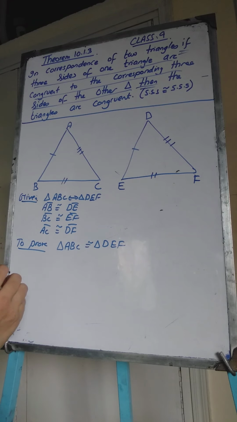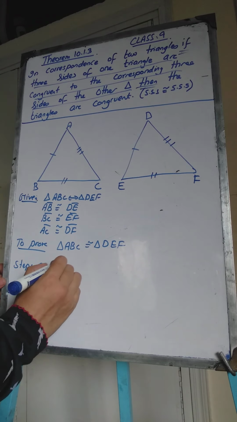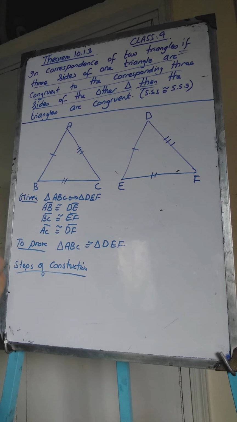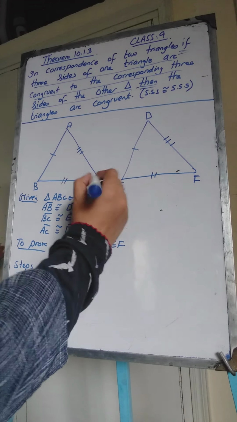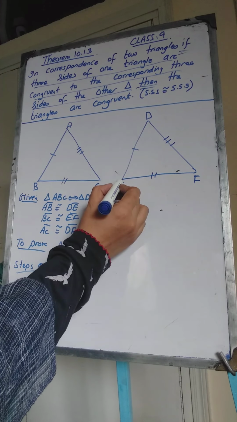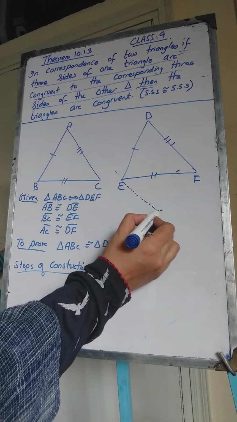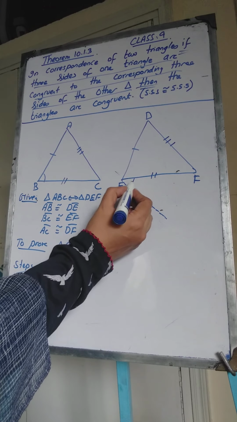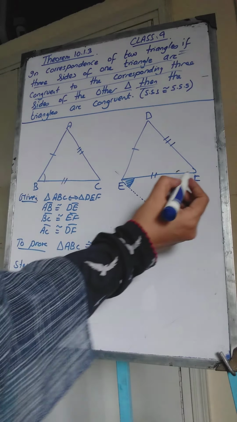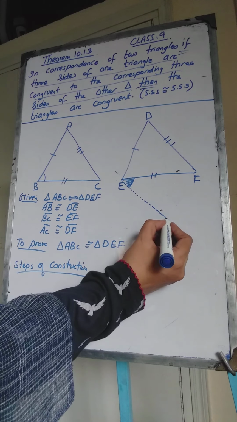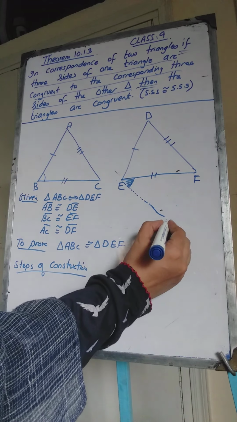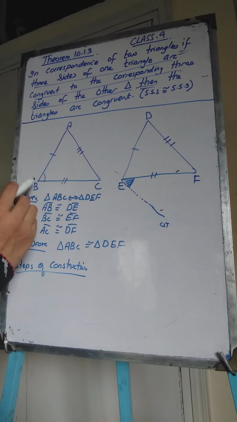In order to prove this, we will need some steps of construction. The steps of construction will be that we are going to draw a triangle in such a way that angle B is congruent to this angle. Angle B is congruent to angle FEM, and let me take the point M here.